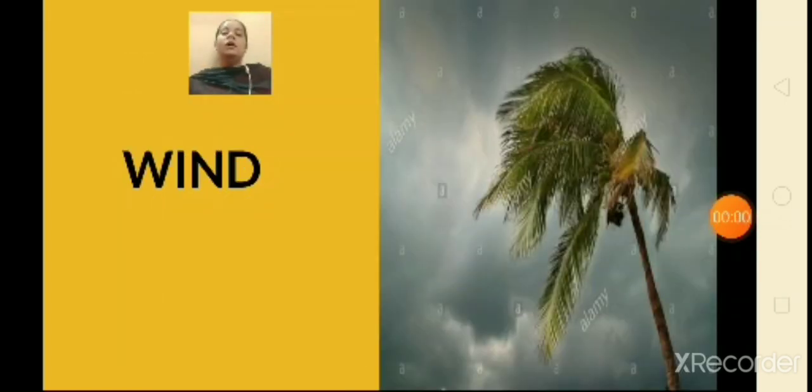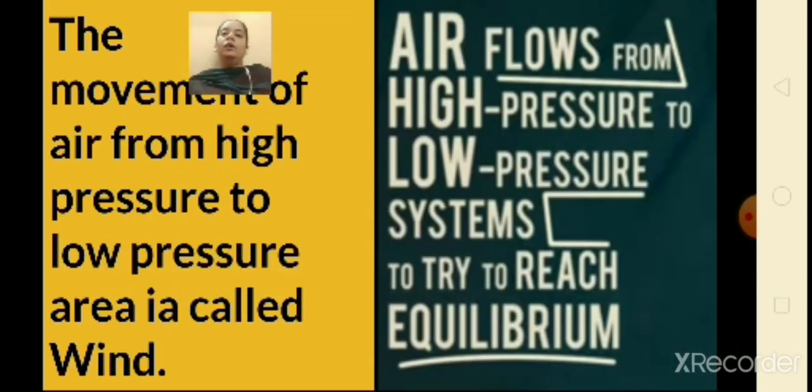Let us revise wind. What is wind? The movement of air from high pressure to low pressure areas is called wind.